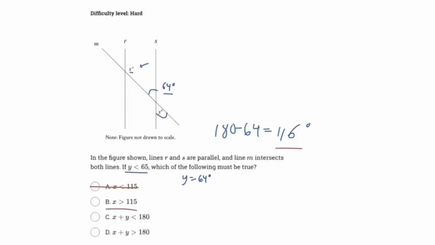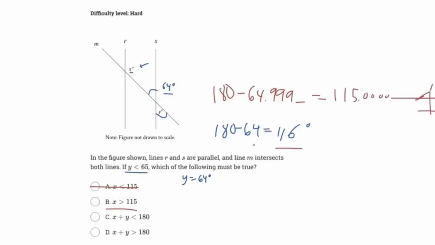B says X has to be greater than 115. Is that true? Well, we know that the biggest value of Y that we can have is not even 65, because it can't be equivalent to it. It would have to be like 64.999. And therefore, if we had 180 minus 64.999, and so on, that would yield 115.000 and so on, 1. That's messy, but you get the point.